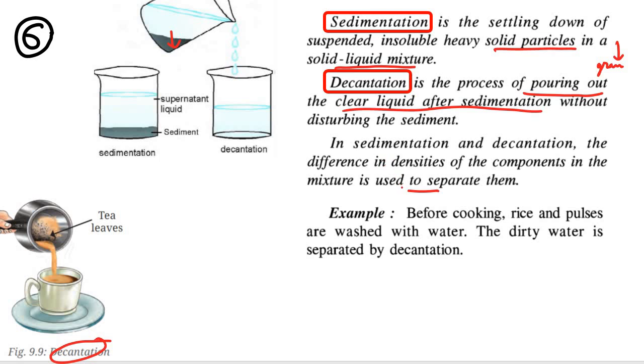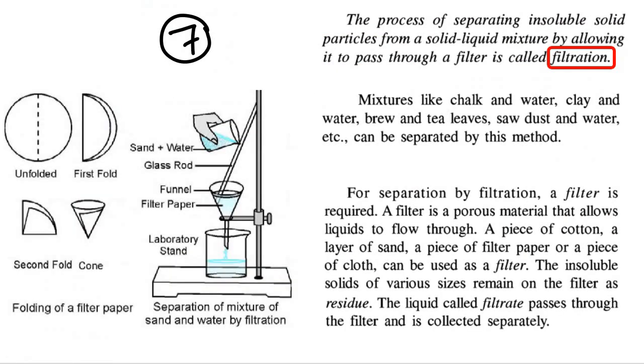Now, as I was telling you, before cooking, rices and pulses are washed with water. The dirty water is separated by decantation. Okay, now on to the seventh method, which is filtration.